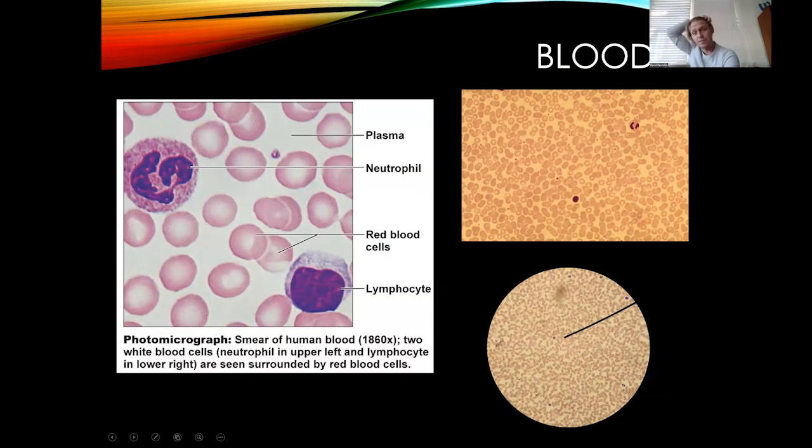All right, then the last connective tissue that we need to look at in lab is blood. Blood is connective tissue. It has a non-living extracellular matrix, and you could probably guess what that non-living extracellular matrix is. It is your plasma. Plasma is a ground substance. Remember, there's two parts to extracellular matrix, fibers and ground substance. Well, that's what that plasma is, that ground substance.